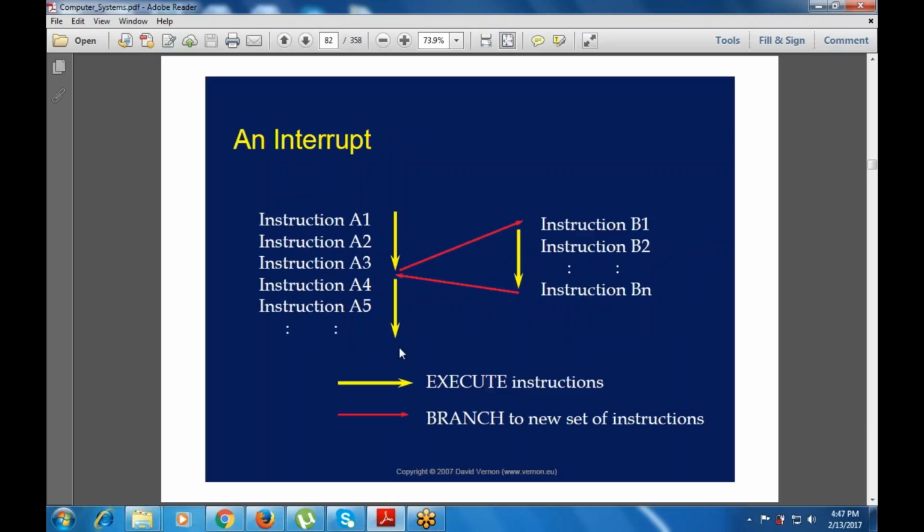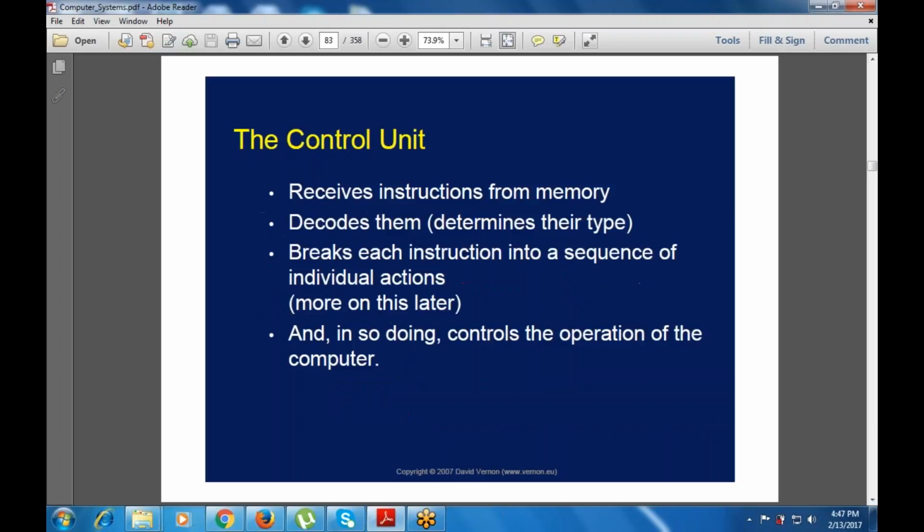Next is an interrupt. Then there are the instructions A1, A2, A3, A4, A5, and instructions B1, B2, up to Bn. So this one executes the instruction, then branches to a new set of instructions.